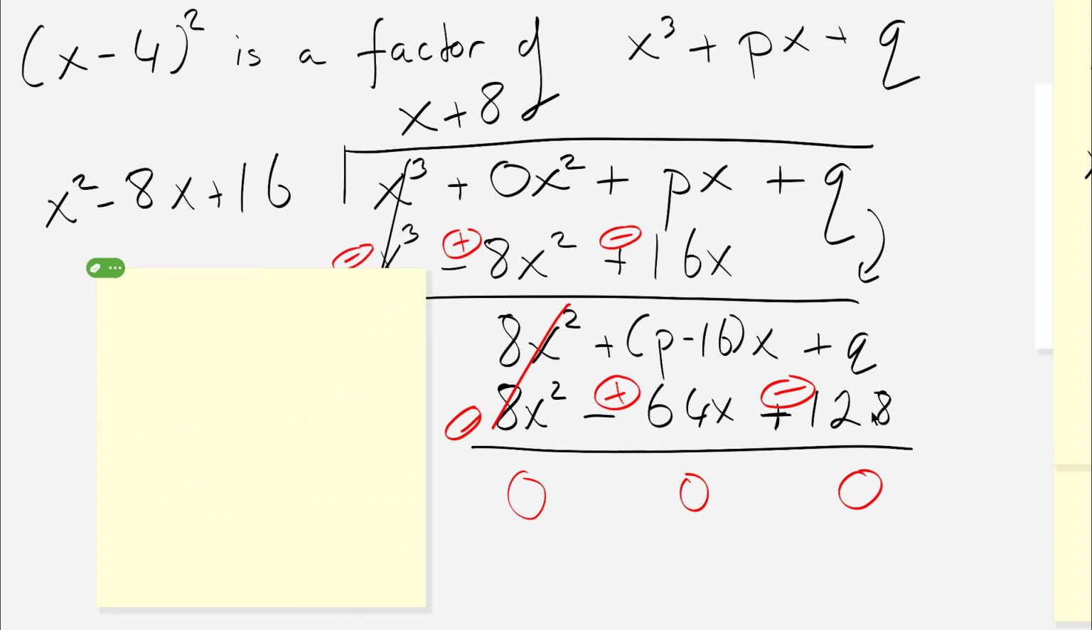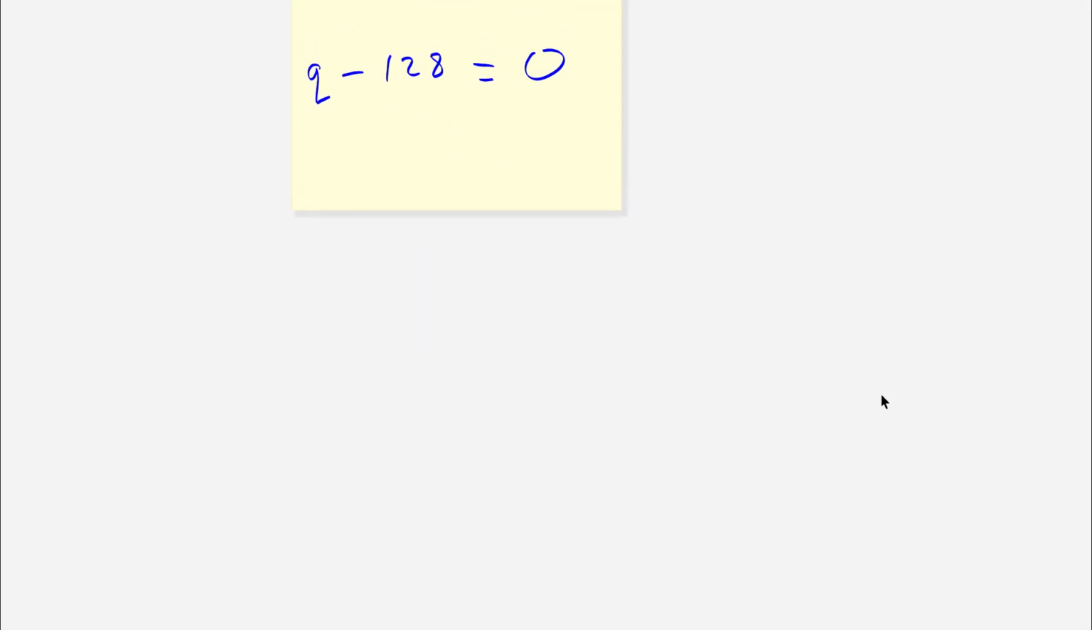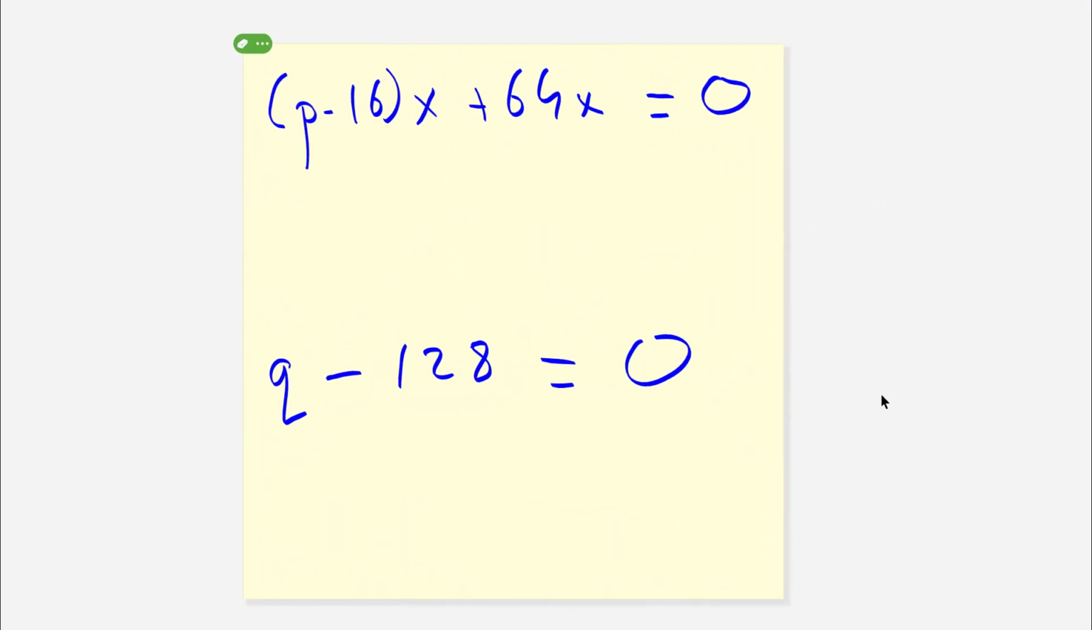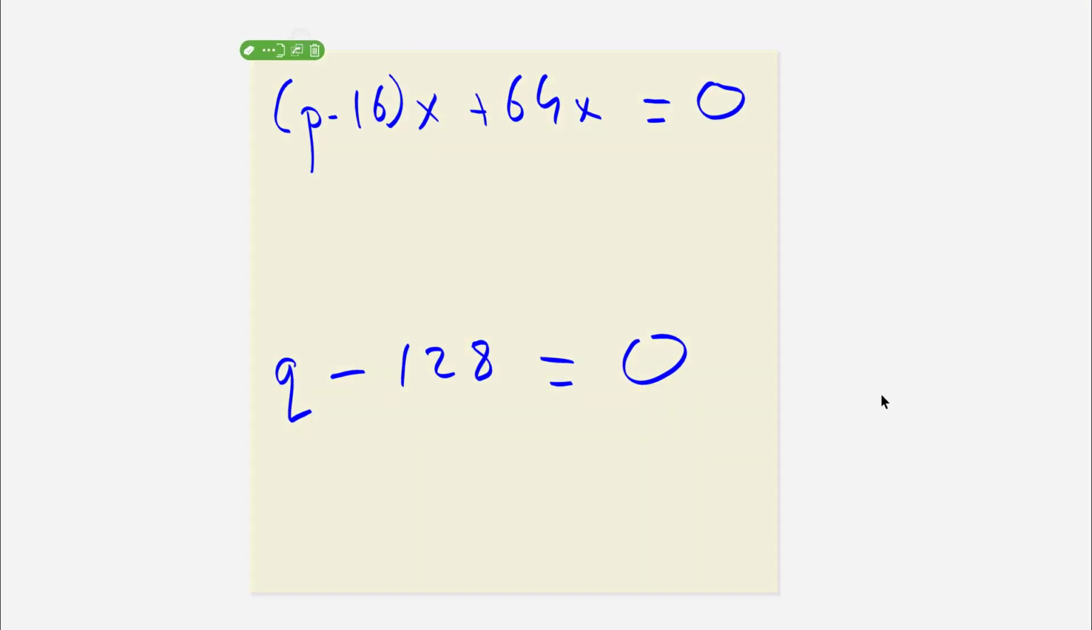So what did we say? We said that (p - 16) times x + 64x, this column here, is supposed to tidy up to 0. And similarly, the last column should also tidy up to 0. So the last column, q and my -128, should also tidy up to 0. So we're going to take this with us and use it on the next page to help us figure out the values for p and q.